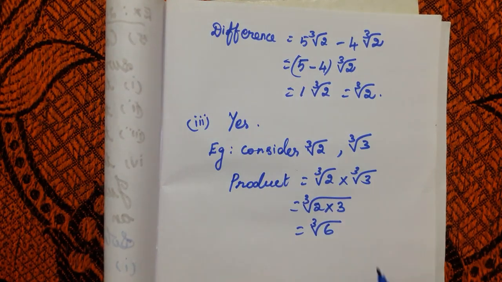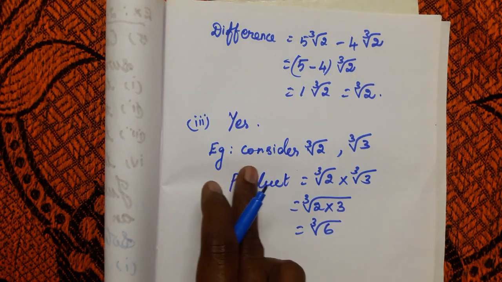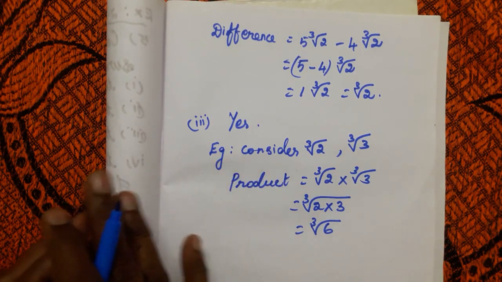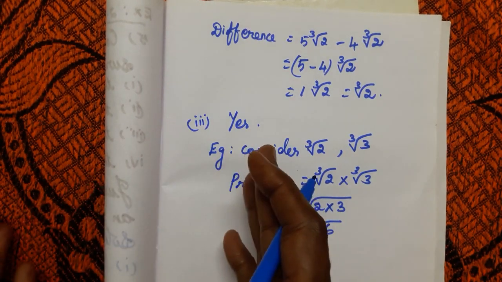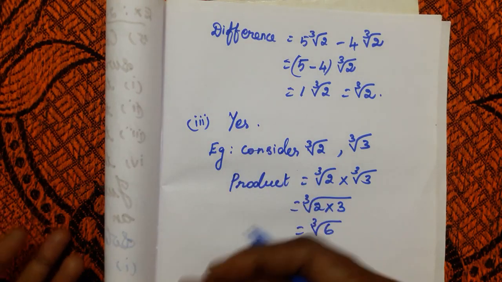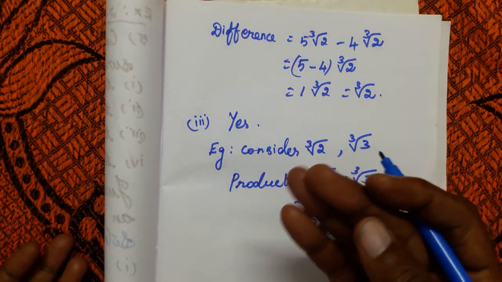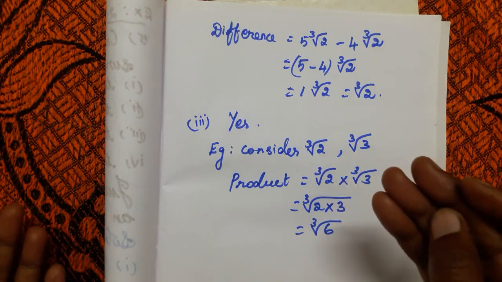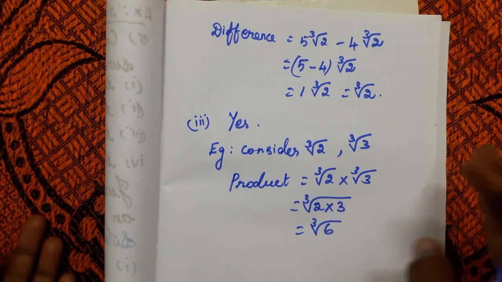Is it a pure surd? Yes, it is a pure surd. So, we can get the product of two surds to be a pure surd. Every time when we multiply surds we may not get a pure surd, but we can give an example where, when multiplying two surds, we get a pure surd.